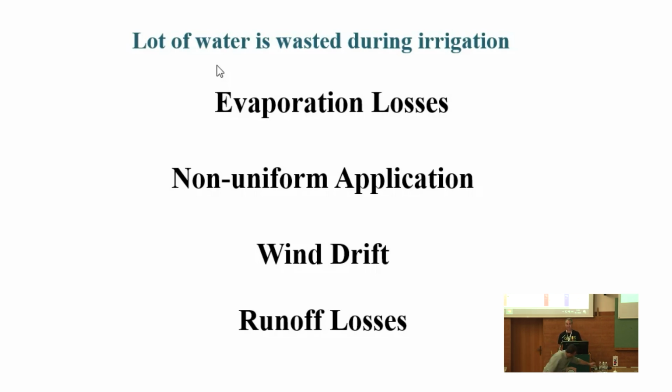The problem is that agriculture is a very large water user. And a lot of water is also wasted during irrigation. And we are irrigating more and more areas in the world. We lose water by evaporation when we are not very efficient in applying the water. Also, the application of water in irrigation is not uniformly distributed. There can be problems that some areas get more water than others. There can be wind drift, and you can lose water by runoff.